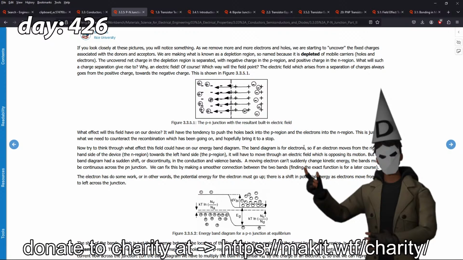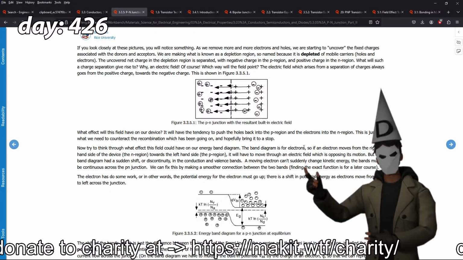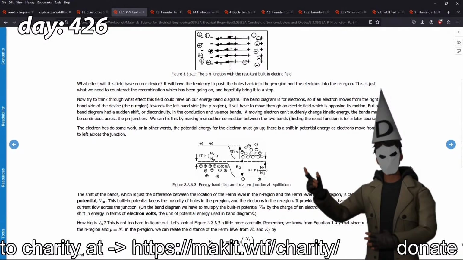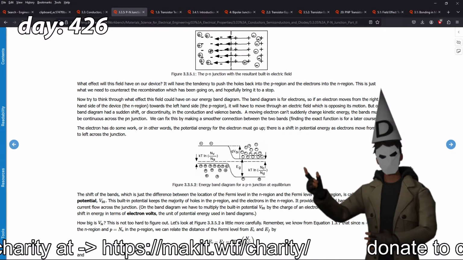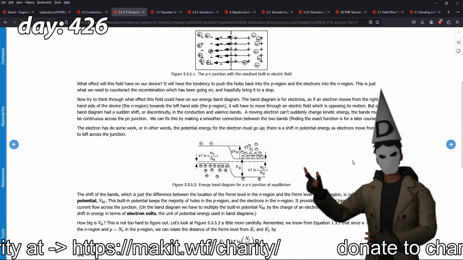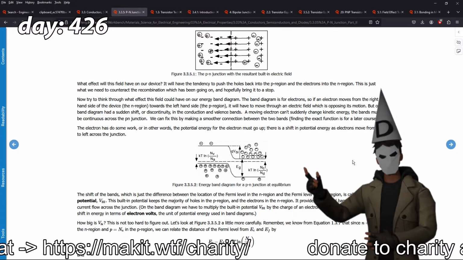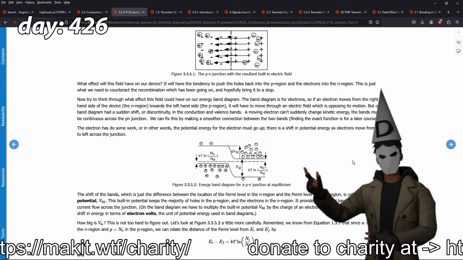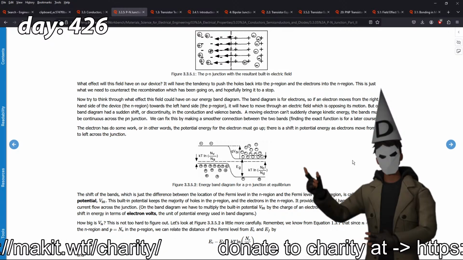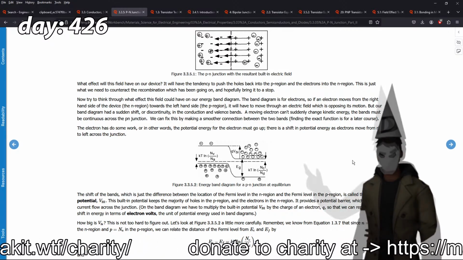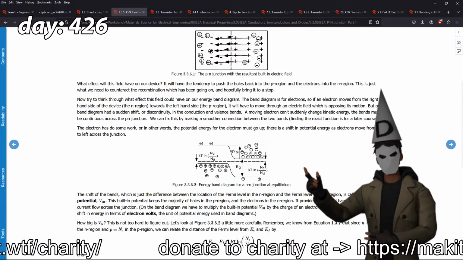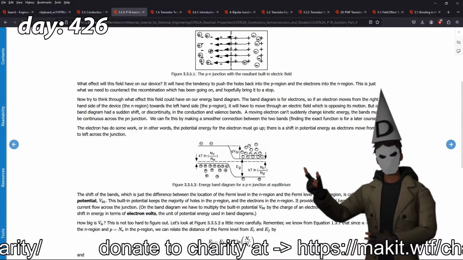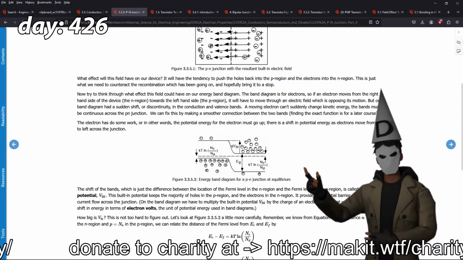Now try to think of what this field could do to the energy band diagram. The band diagram for the electrons on the right side and the left side will have to shift due to the electric field, but the discontinuity is not allowed; the energy must be continuous across the PN junction, but we can't fix this by making a smoother connection between the two bands. The electron has to do some work. In other words, the potential energy for the electrons must go up, so there is a shift in potential energy as an electron moves from right to left across the junction.